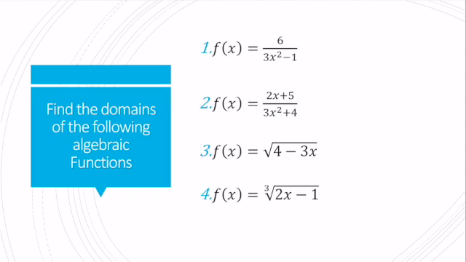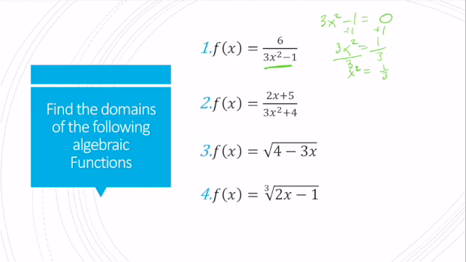So why don't we go ahead and find the domains of a few algebraic functions. For this first one, I need to set my denominator equal to 0. I have 3x squared minus 1 equals 0, and I want to solve this. I'm going to add 1 to both sides, so I get 3x squared equals 1. I divide both sides by 3, and I get x squared equals 1/3.